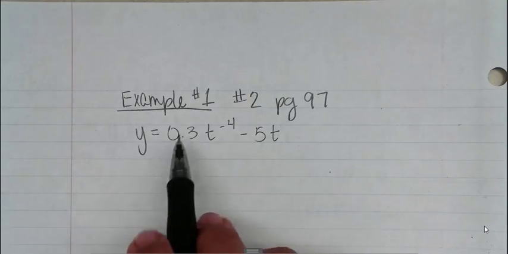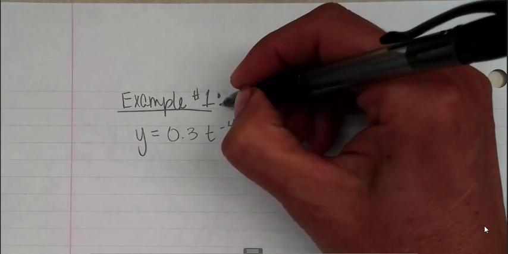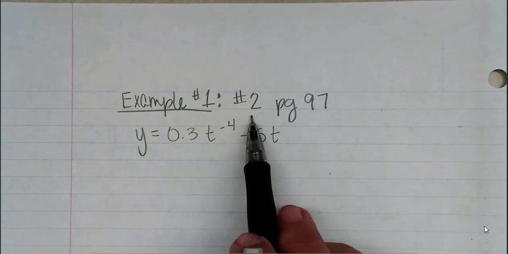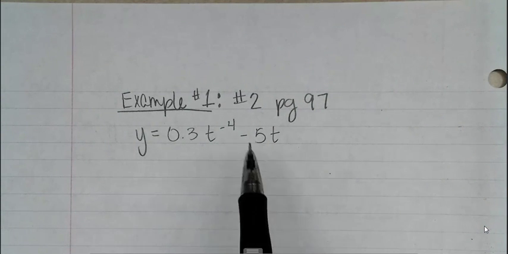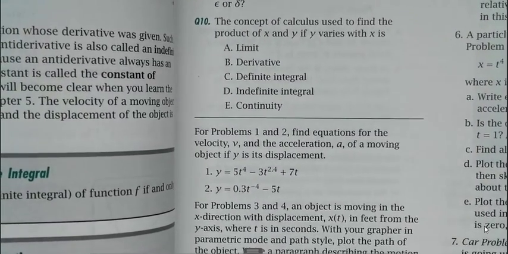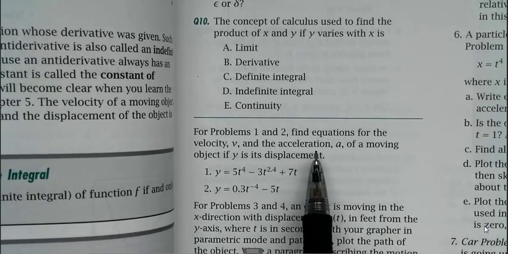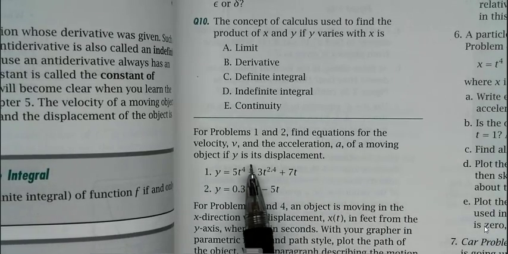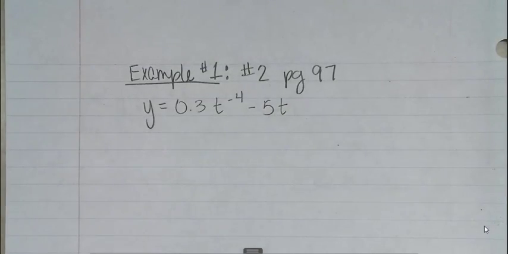So I'm going to do example number 1, and I'm actually going to get that from your book. It's problem number 2, page 97. This is the equation that they give us, and the directions say to find the equations for the velocity v and the acceleration a of a moving object if y is the displacement. Okay, so this right now is my displacement.